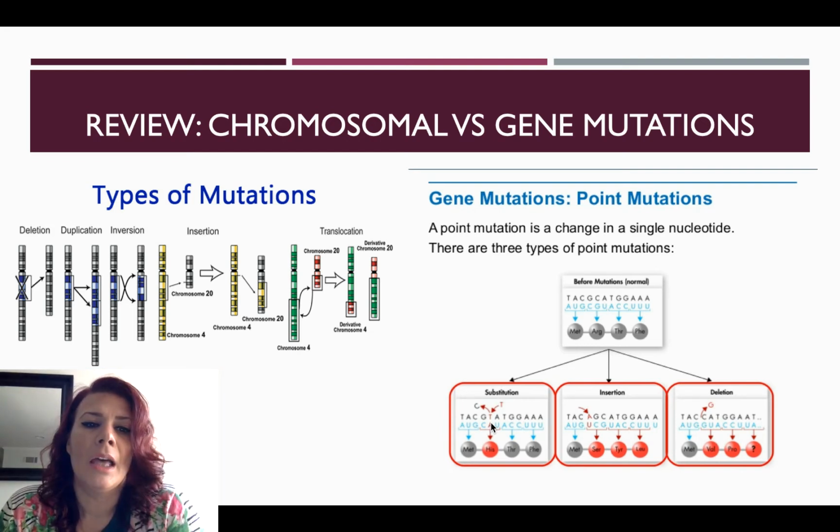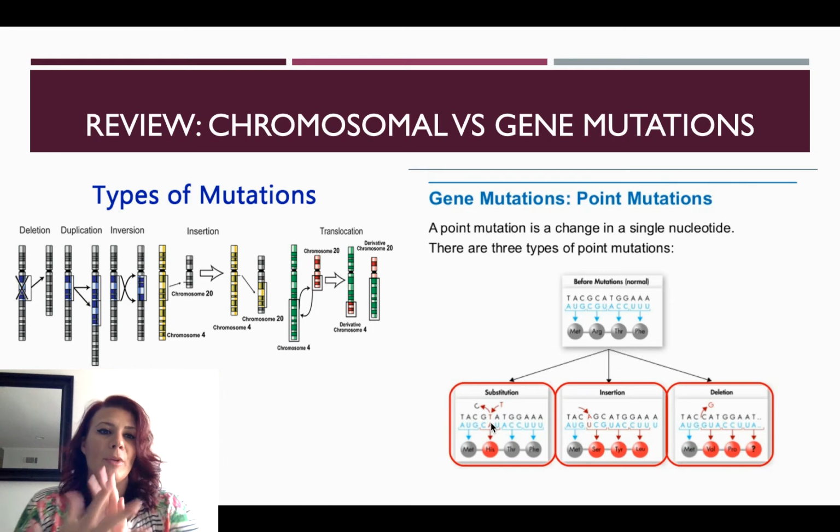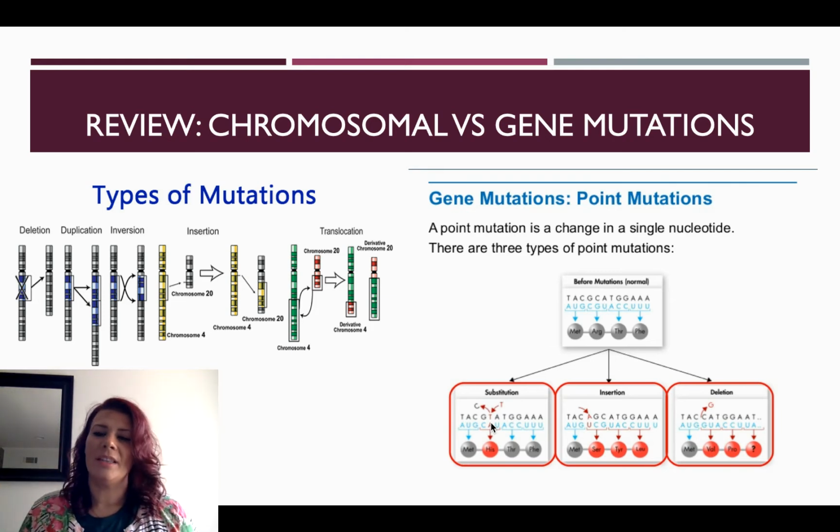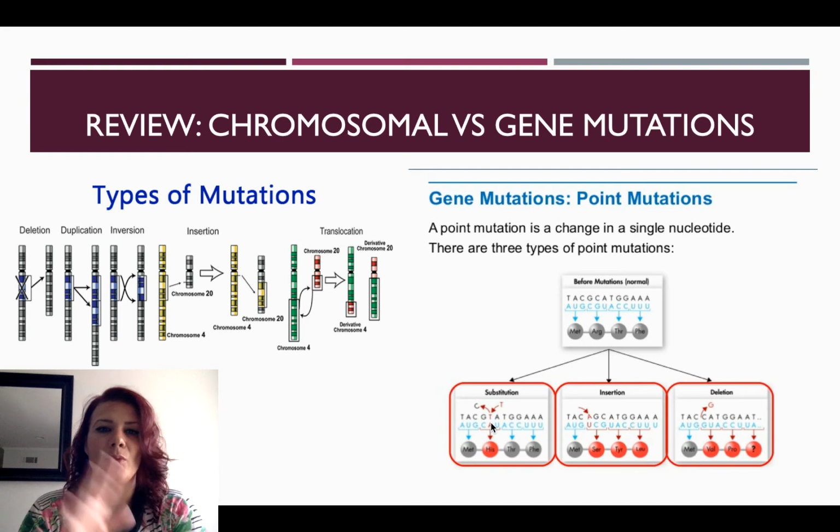Remember, it's structural, a much larger piece. A gene mutation tends to be just a single nucleotide change. So we should have had an A, we ended up with a G, something like that. I just wanted to recap that. Of course, you could go back and rewatch the video or ask me questions, but it's just a review.